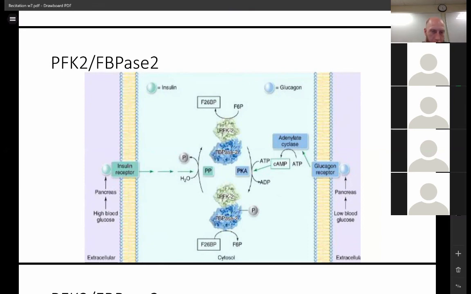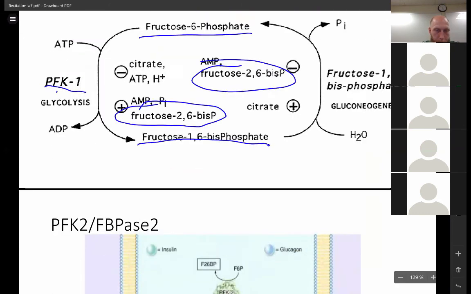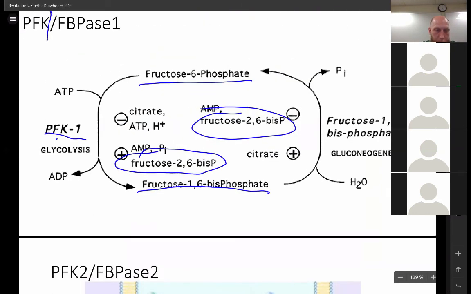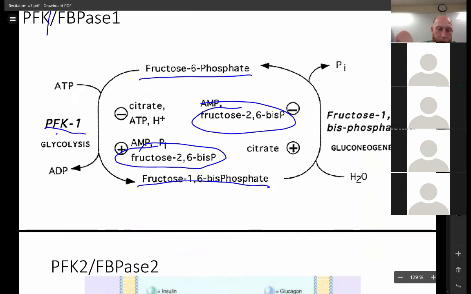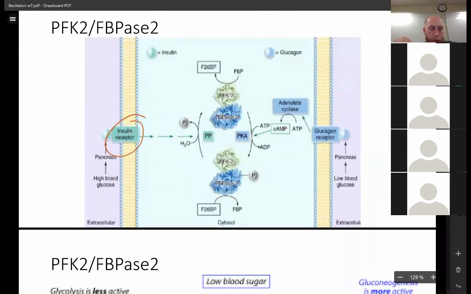So in this case, if we're going with the insulin, then we are enhancing the activity of phosphofructokinase 1. We're going to positively affect the conversion of fructose 6-phosphate to fructose 1,6-bisphosphate. And so we're going to encourage the uptake of glucose. We're going to get that energy out, and the cell is going to be happy.